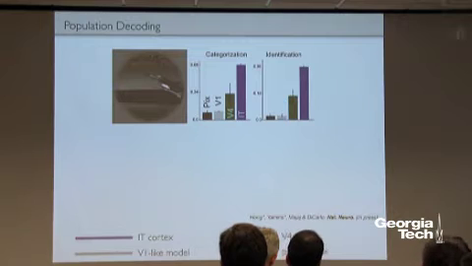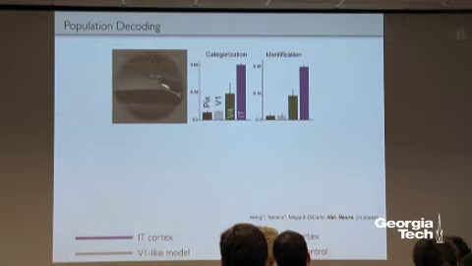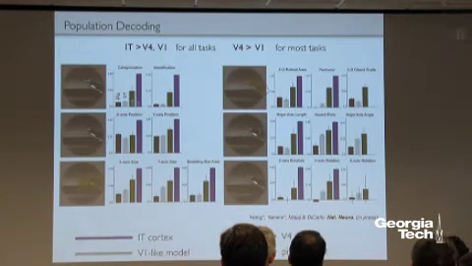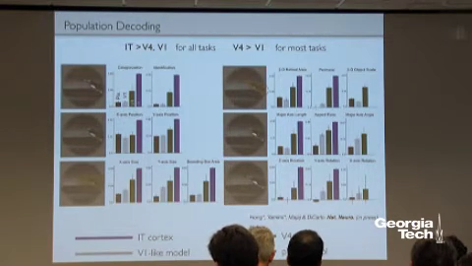And we reproduced our original result that categorization was better in IT than V4. This is a given setup. That's good. Better than V1. V4 better than V1. But actually, it turns out that IT is also better than V4 at position estimation. And in fact, if you look across all the various tasks, we found that in general, well, always IT was better than V4, and usually V4 was better than V1 across all these tasks, okay?